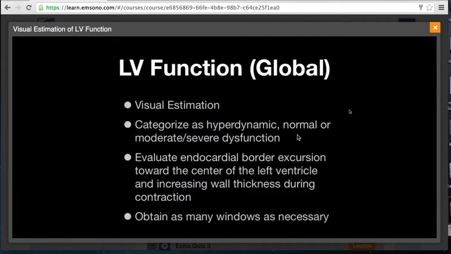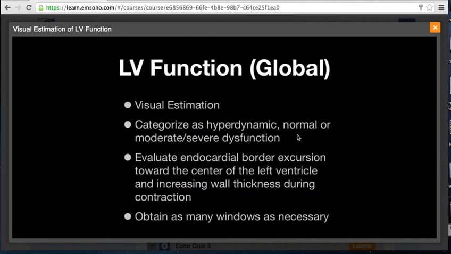You're going to evaluate the endocardial border excursion towards the center of the LV, and you're going to look for increasing wall thickness during contraction, and you obtain as many windows as necessary. When you're at the extreme, basically dealing with either normal or a severe dysfunction, you probably could obtain accurate information with just one window. But with lesser degrees of impairment, it may require you to look at the heart from more than one window.